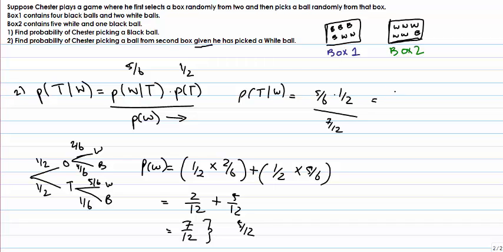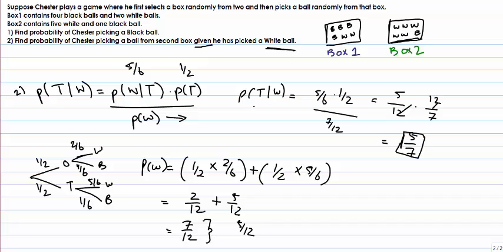We simply multiply and reciprocate, we get 12 over 7. 12 cancels with 12, we get 5 over 7. So this is our final answer to the question. We have found the probability of Chester selecting a ball from the second box given that he selected a white ball. So that was pretty much it.